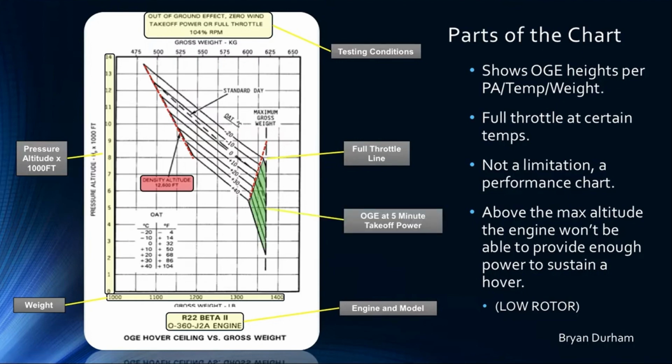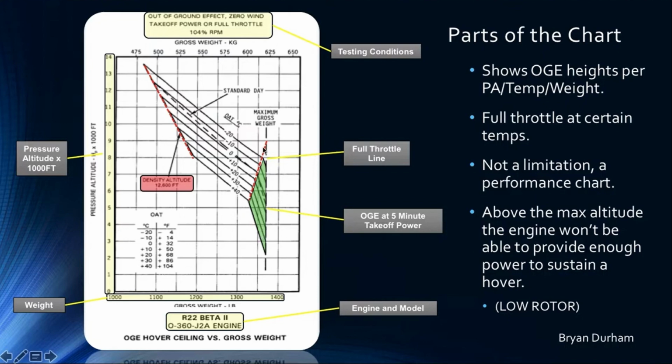Everything to the left and down of your full throttle line, this green area here, represents takeoff power, which in the case of an R22 is your 5-minute takeoff power where the engine is producing 131 brake horsepower. So what you need to take away from this is that if I want to do an out of ground effect hover at 1,350 pounds and 40 degrees, if I'm up here at about 3,800 feet, it's going to take my 5-minute takeoff power to do it.